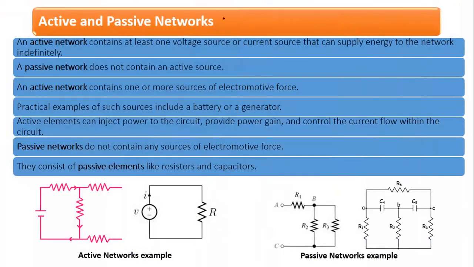So let us see the active and passive networks. Generally, all the networks which have a battery or a generator or a cell or an alternator, meaning any EMF source connected in them, come under the category of active network, right?